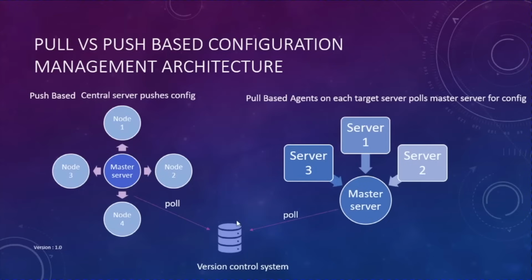poll the version control system for changes in the code, and then once they receive any changes based on the architecture, the agents will either pull from the master server or the master server will push those changes onto the target systems. With this, we've come to the end of this lecture.